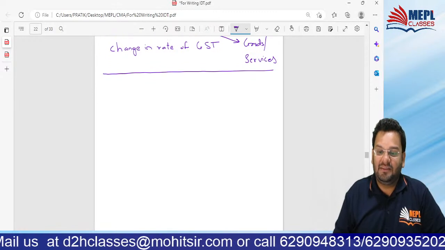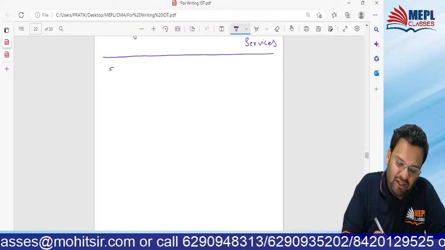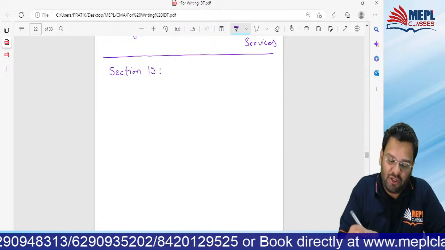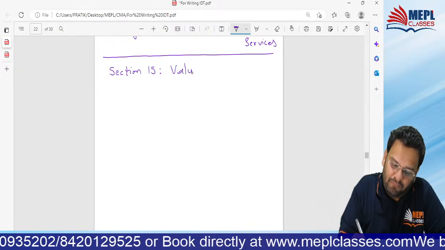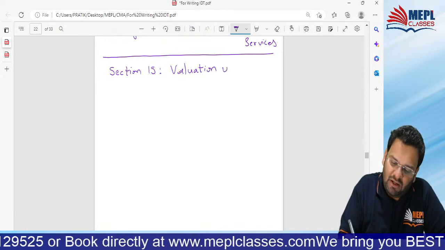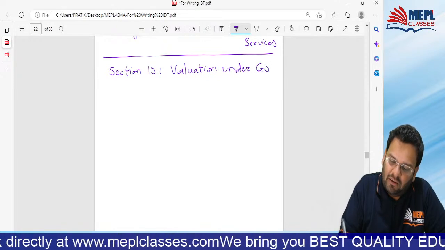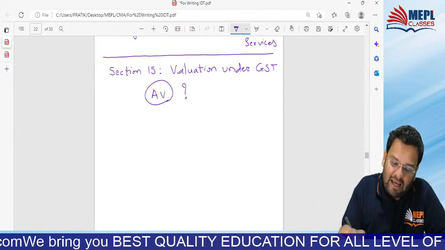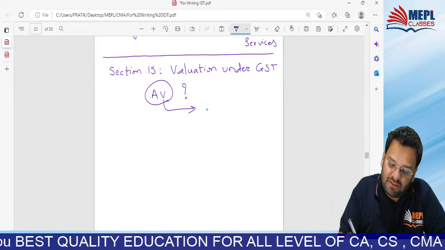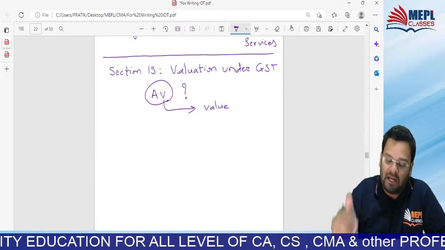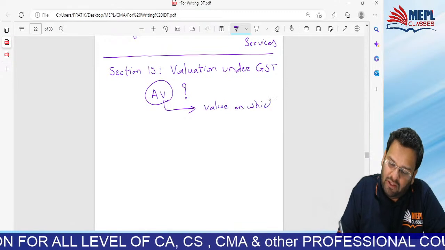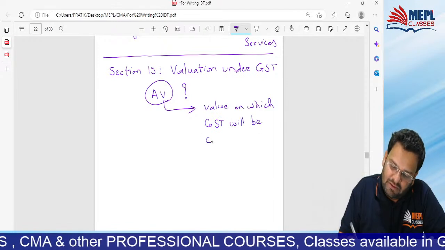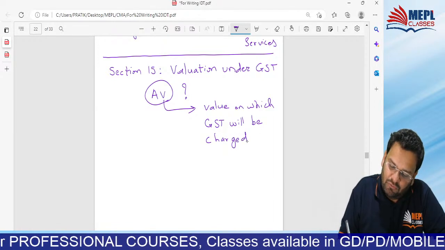So, next, section 15. Section 15 is about valuation under GST, meaning how to calculate assessable value. Assessable value means the value on which GST will be charged. How to calculate that is discussed in section 15.